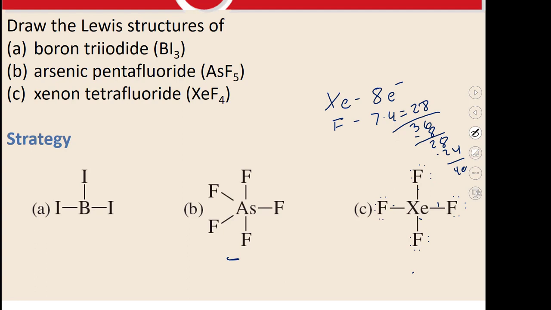So step 5 was if you have any remaining electrons, put them on the central atom in pairs. So you wouldn't just put 1, 2, 3, 4. You would put 2 pairs of electrons on xenon, there and there. So now, how many electrons does xenon have access to? Xenon has how many? 12. It has 12 electrons.